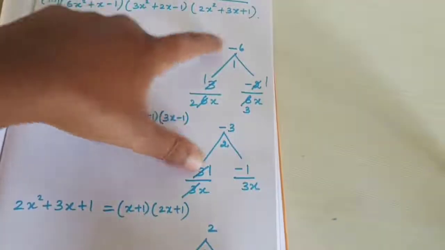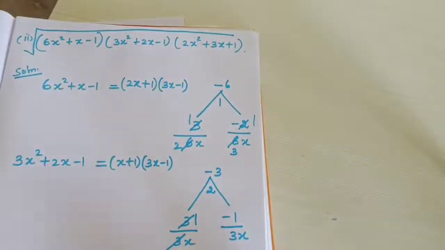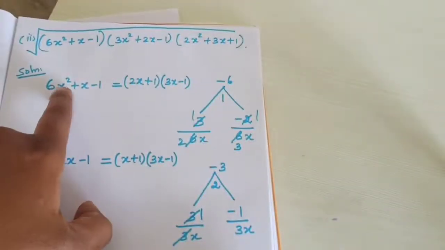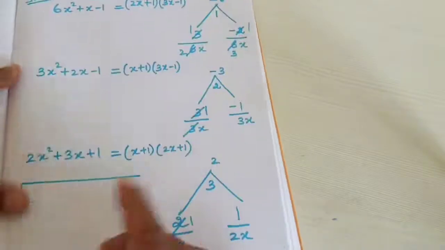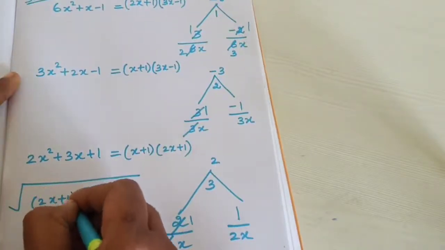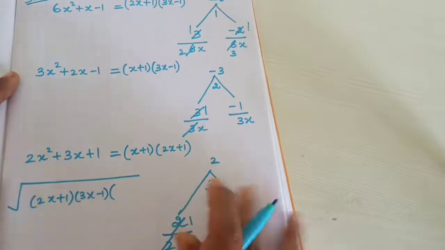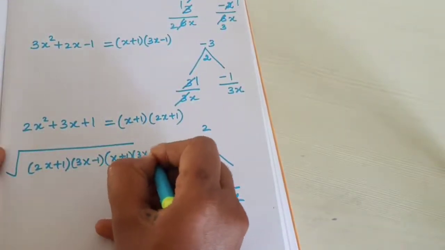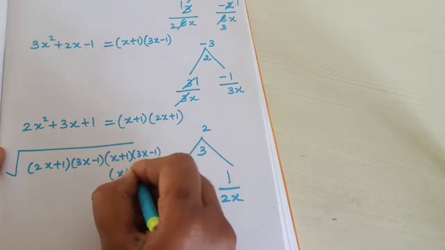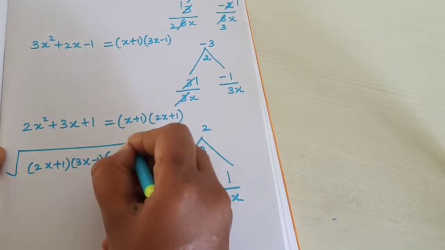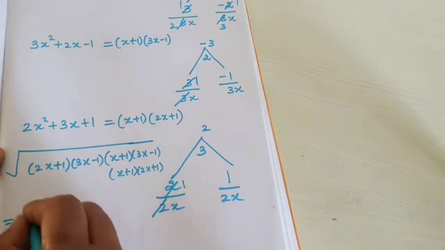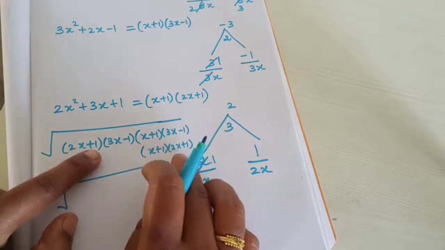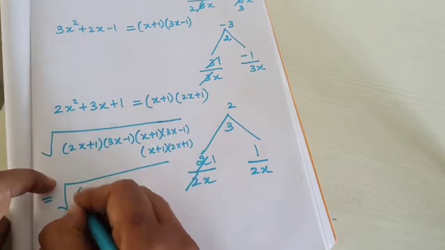We found the three factors. Now under the square root symbol we need to write that. So square root of, see the first one, 6x square plus x minus 1, what are the factors? 2x plus 1 into 3x minus 1, into the second one and third one also I am writing: x plus 1 into 3x minus 1, and the last one x plus 1 into 2x plus 1, which is equal to square root of, see the terms. Surely they will repeat. 2x plus 1, 2x plus 1, 2x plus 1 the whole square.